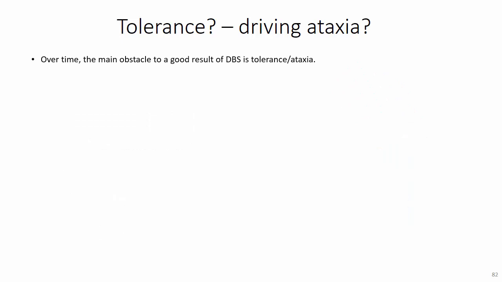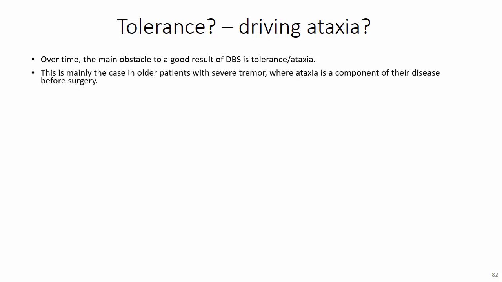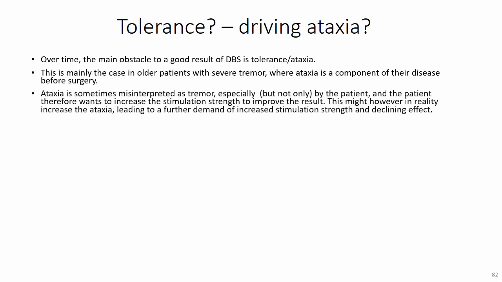Over time, the main obstacle to a good result of DBS in essential tremor is tolerance and ataxia. This is mainly the case in older patients with severe tremor where ataxia is a component of their disease before surgery. Ataxia is sometimes misinterpreted as tremor, especially but not only by the patient, and the patient therefore wants to increase the stimulation strength to improve the result. This might, however, in reality increase the ataxia, leading to further demand of increased stimulation strength and declining effect.